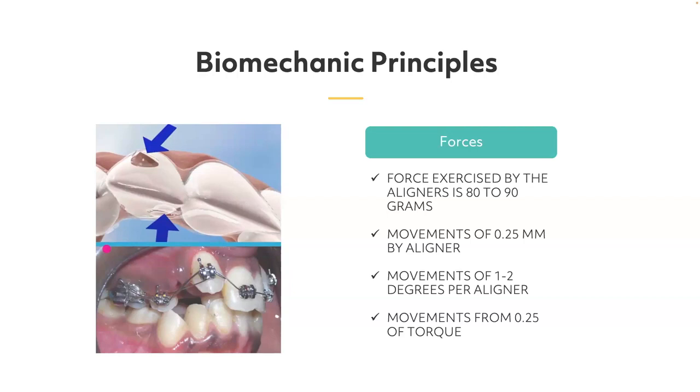And then we have 1 to 2 degrees of rotation, or degrees of movement, which is torque, rotation, or tipping. If we can achieve 2 degrees, that is also a good amount to move by aligner. And 0.25 of torque is the same.